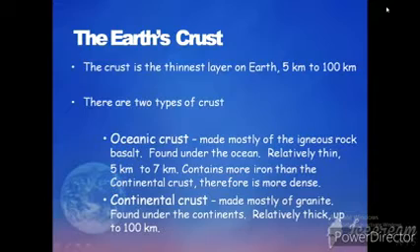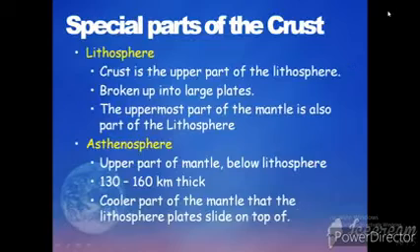Now what is continental crust? The continental crust is made up of granite, and is found under the continents. It is relatively thick and stretches up to something like 100 kilometers. Next, the crust of the earth can be described as two broad layers: one is the lithosphere, while the other is the asthenosphere. What is the lithosphere? It is the uppermost part of the crust, which is broken into larger plates, and the uppermost part of the mantle is also considered part of the lithosphere itself.